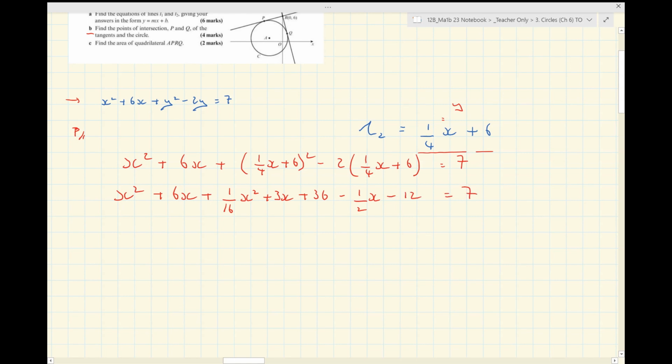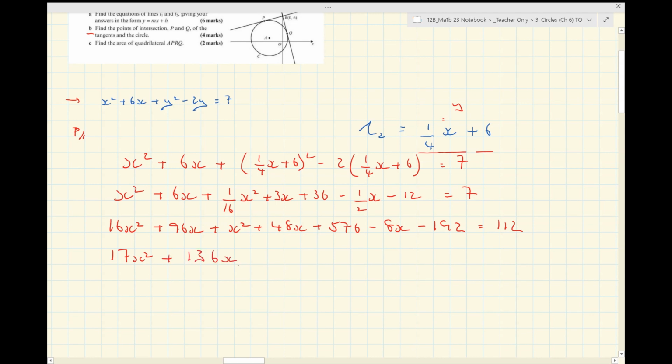Okay, tidy that up then. Actually, before I tidy it up, let's multiply everything by 16, make it a bit easier for ourselves. So 16x squared plus 6 times 16, 96x, plus x squared plus 48x, plus 16 times 36, 576, minus 8x, minus 16 times 12, 192, equals 7 times 16, 112. Now let's tidy it up. 17x squareds. Okay, x's. I've got 136 x's.